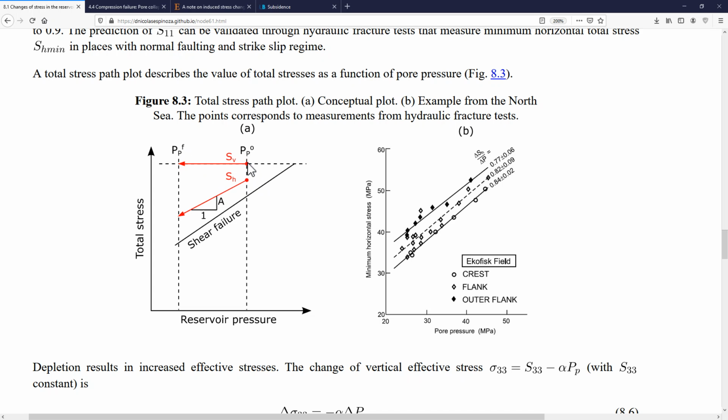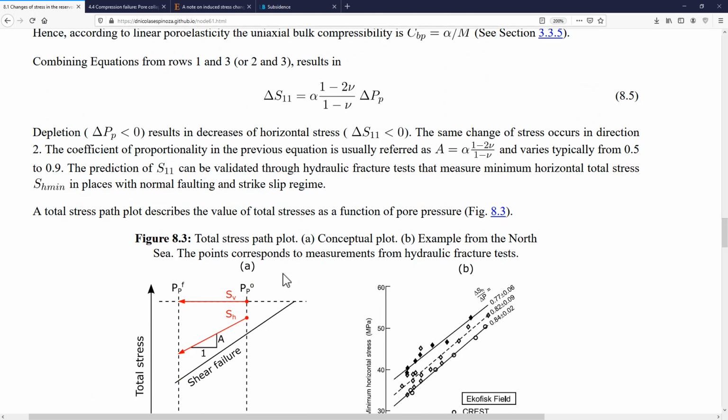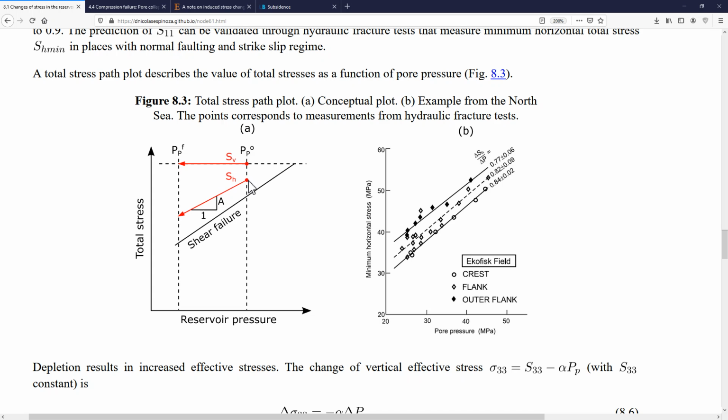At the initial conditions, I have a given total vertical stress and a given total horizontal stress. As time passes by and reservoir pressure decreases, going to the left, what I have is, as I assumed before, that the vertical stress is not going to change, but the total horizontal stress will change. And the decrease of total horizontal stress is going to depend on the change in pore pressure through this parameter A that we saw over here. And basically, as we see, the total horizontal stress is going to decrease as we change the reservoir pressure.